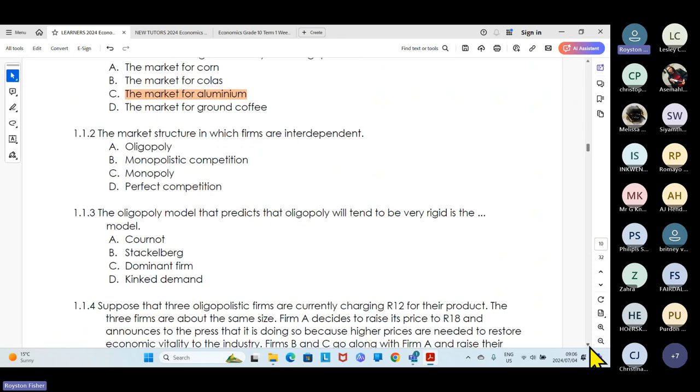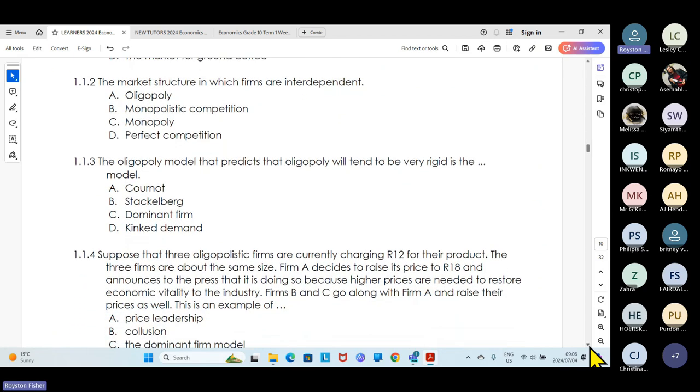Right. 1.1.2, the market structure in which firms are interdependent. So A, oligopoly, B, monopolistic competition, C, monopoly, and D, perfect competition. Unfortunately, it can't be perfect competition because they all operate under the same market conditions. Monopoly, unfortunately not. Monopolistic competition and oligopoly are the only two remaining. So let's see what your answer is before I share mine.